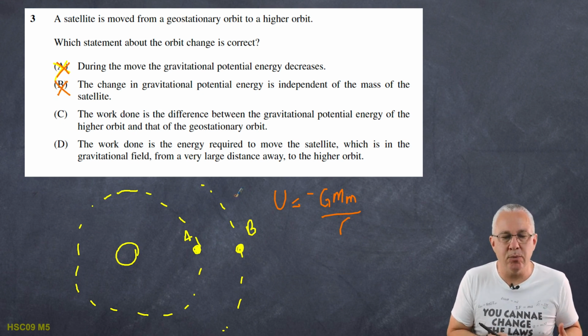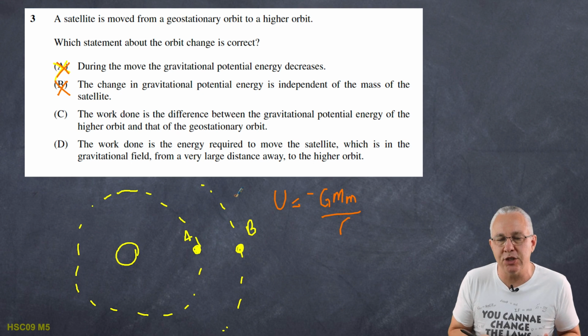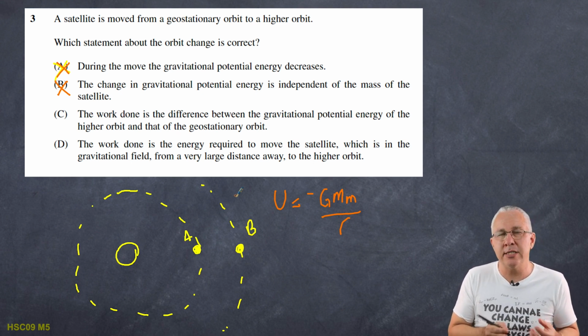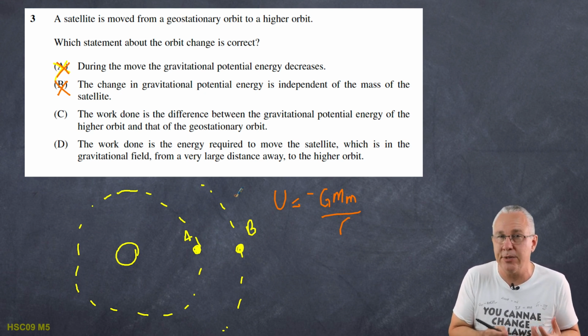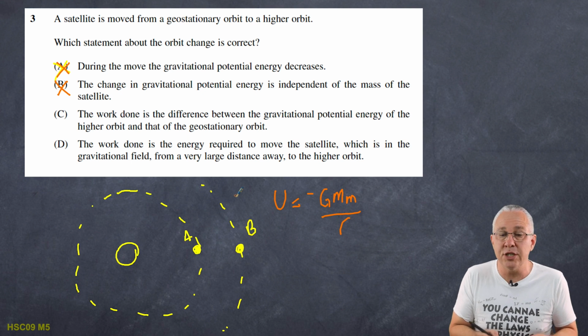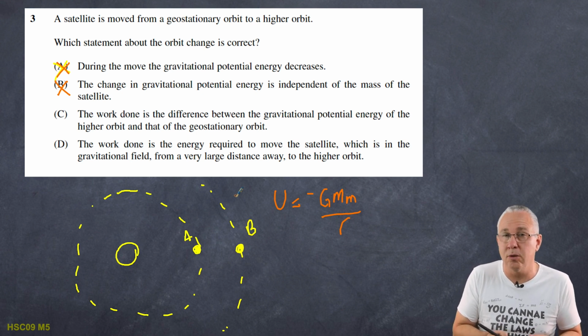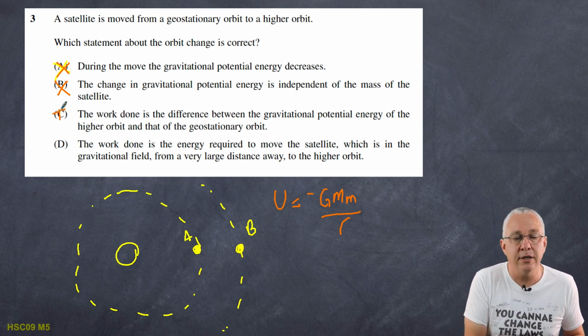Now let's look at C. The work done is the difference between the gravitational potential energy of the higher orbit and that of the geostationary orbit. That's not quite correct because we also have a change in kinetic energy, which I've already stated, and so therefore that's not correct. It's the total energy, that difference, that determines the work done on the satellite. So D, the work done is the energy required to move the satellite, which is in a gravitational field, from a very large distance away to the higher orbit. That is actually the correct answer.